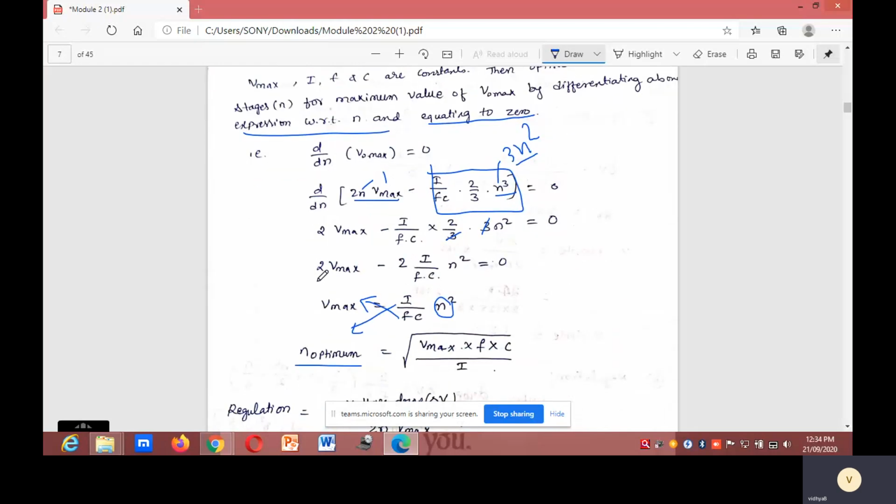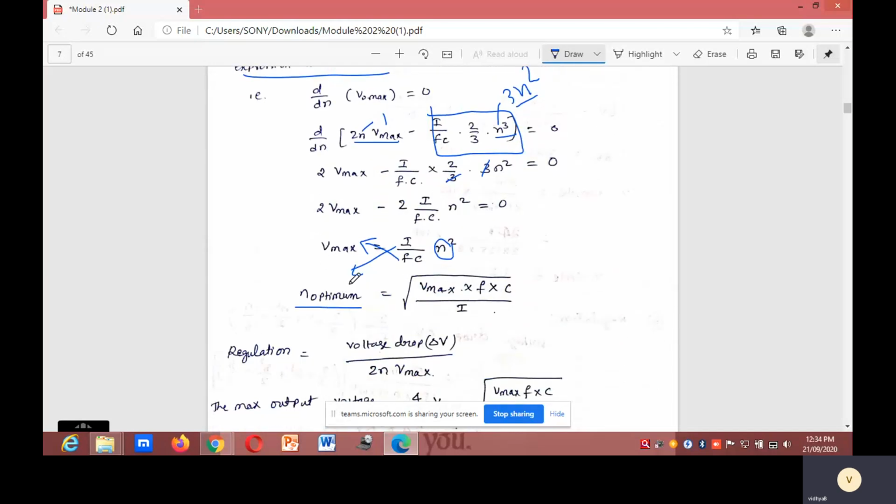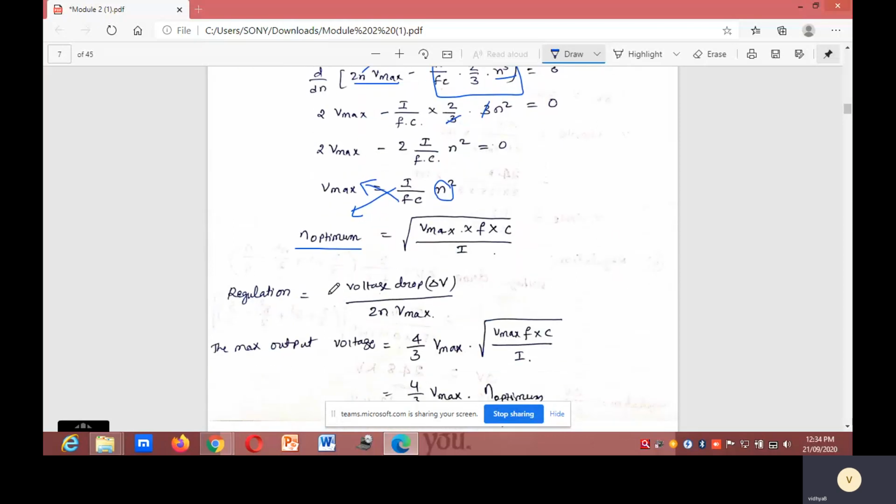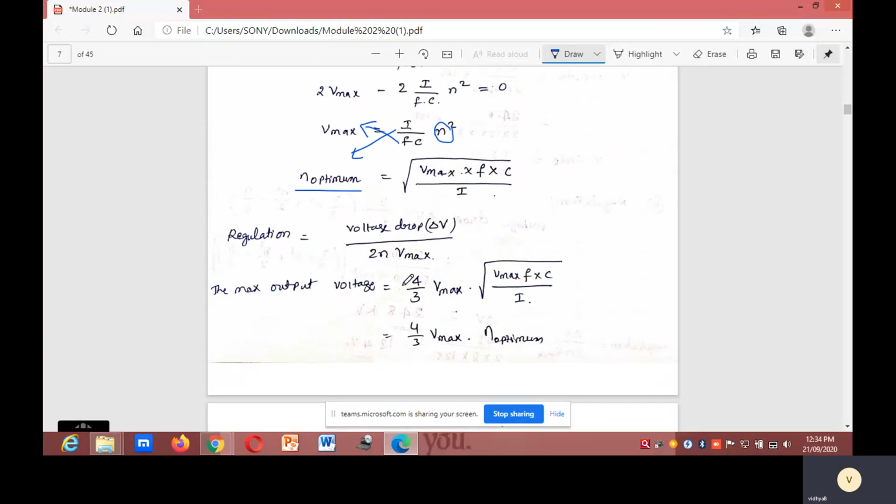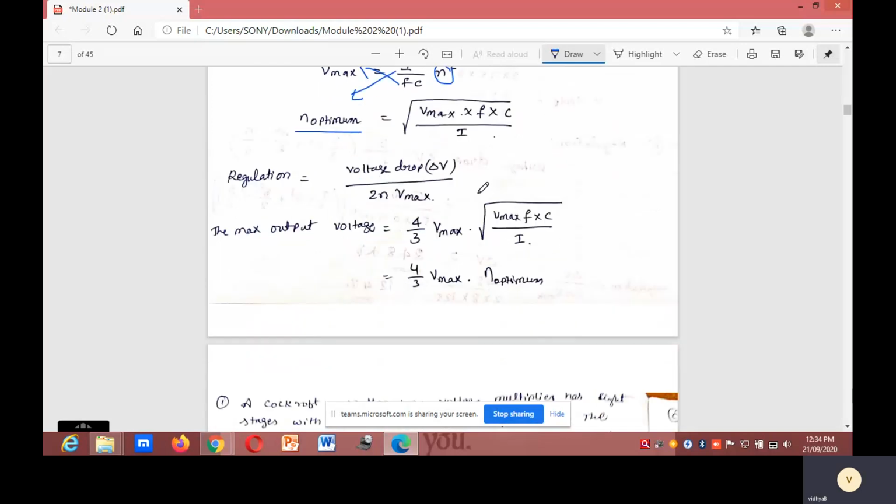3 get cancelled. So 2 Vmax minus 2 I divided by Fc, n square is equal to 0. So n optimum is equal to square root of V maximum into F into C divided by I. Regulation is equal to voltage drop divided by 2n V maximum. The maximum output voltage is equal to 4 by 3 V maximum square root of V maximum F into C divided by I. This can be written as N optimum.